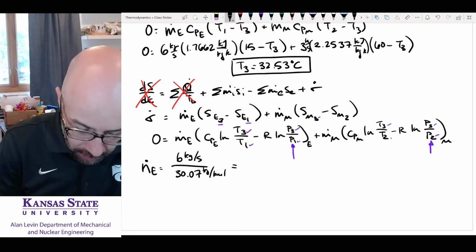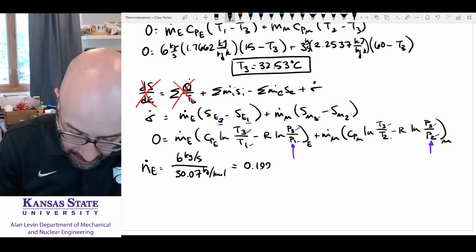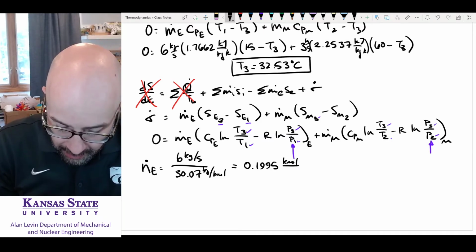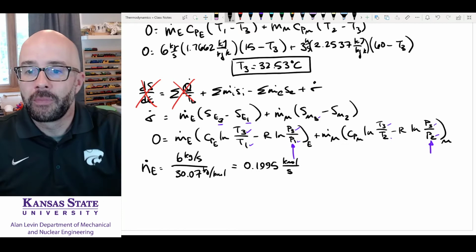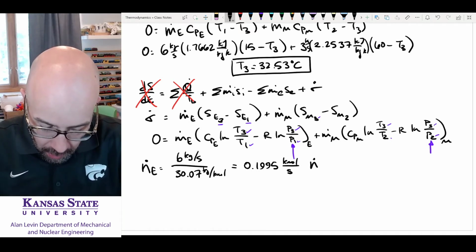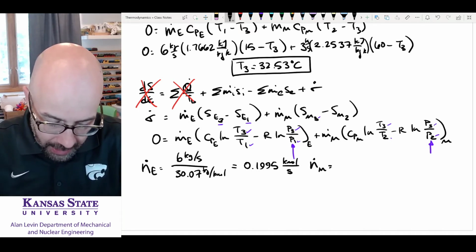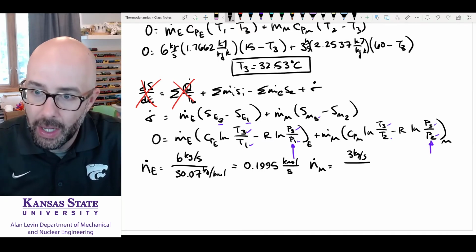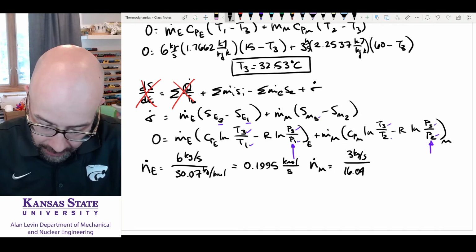And that tells me the molar flow rate is 0.1995 kilomoles per second. And the molar flow rate of my methane is going to be 3 kilograms per second divided by its molecular weight, which is 16.04 kilograms per kilomole.